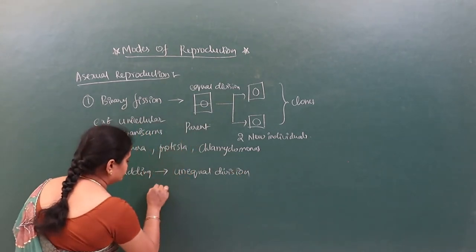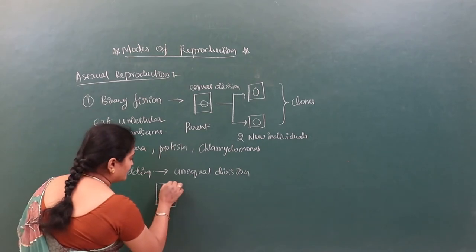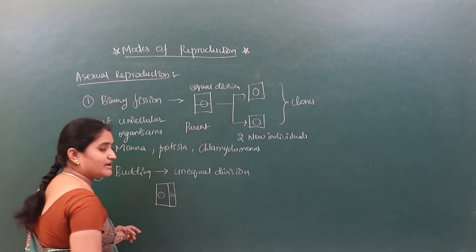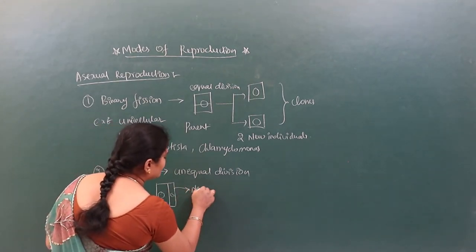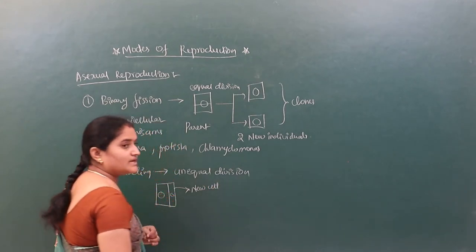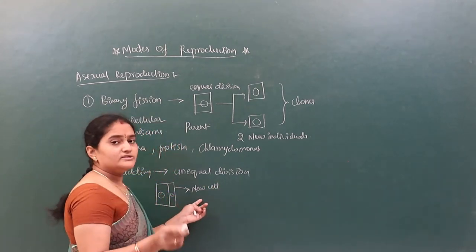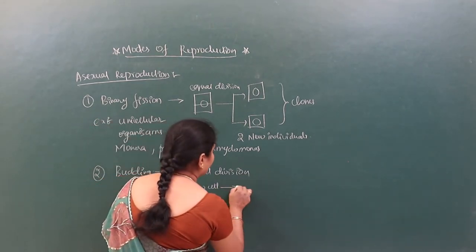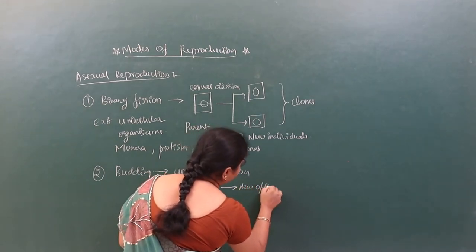So consider this is a parent plant. It will undergo unequal divisions like this one. So here it will have one nucleus and it will have another nucleus. Thereby, this is a new cell. This new cell can give rise to a new plant. So this cell will give rise to a new individual or new offspring.